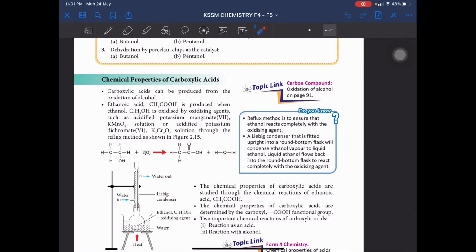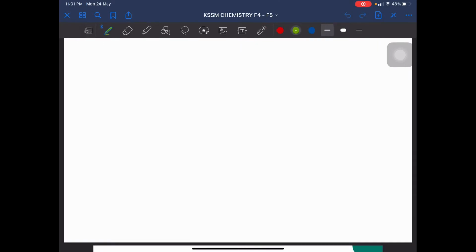So carboxylic acid can be produced from the oxidation of alcohol. If you still remember, we already learned about this, alcohol. Let me remind you one more time. If we have alcohol, ethanol, and then we add some, if you still remember, there is an equation like this. We use the O only. And this O menggambarkan ataupun mewakili KMNO4 and also K2Cr2O7. Both of these are known as oxidizing agent.